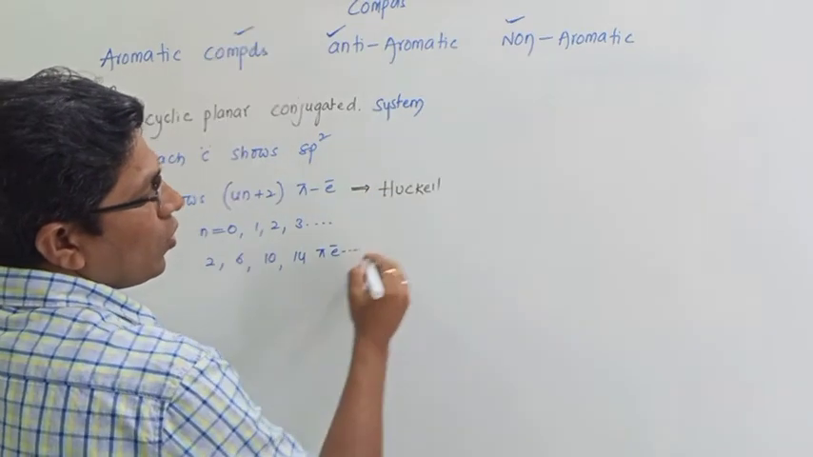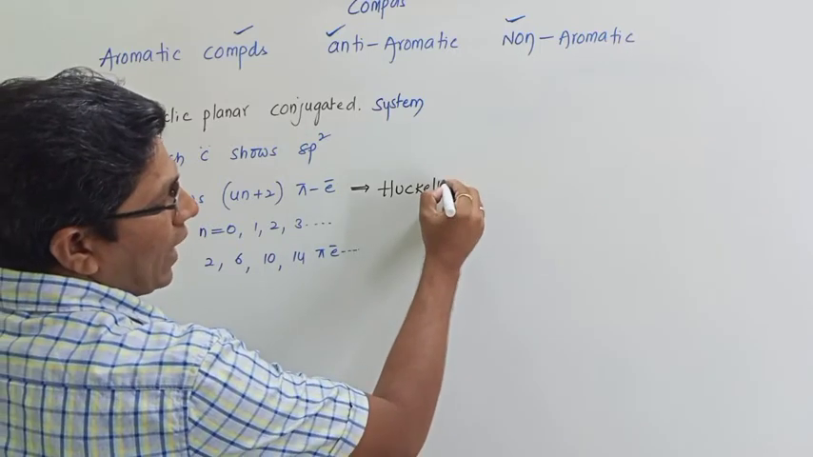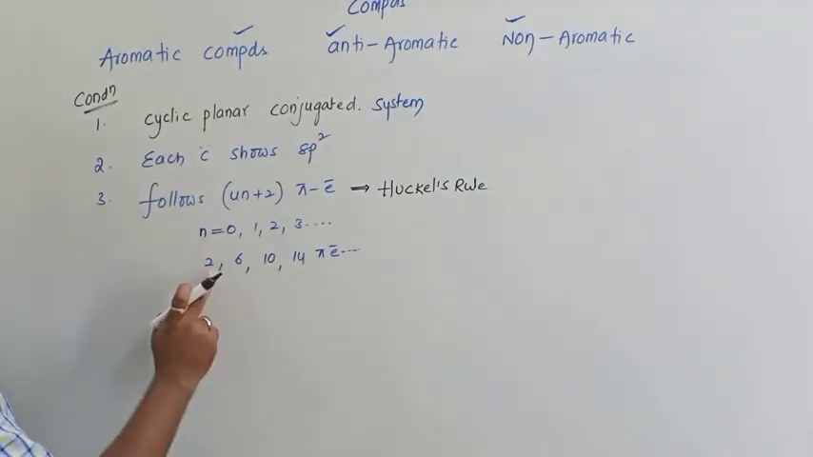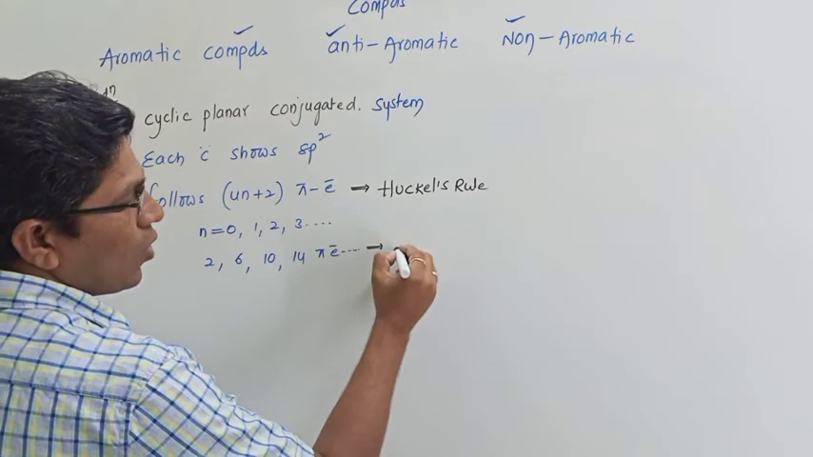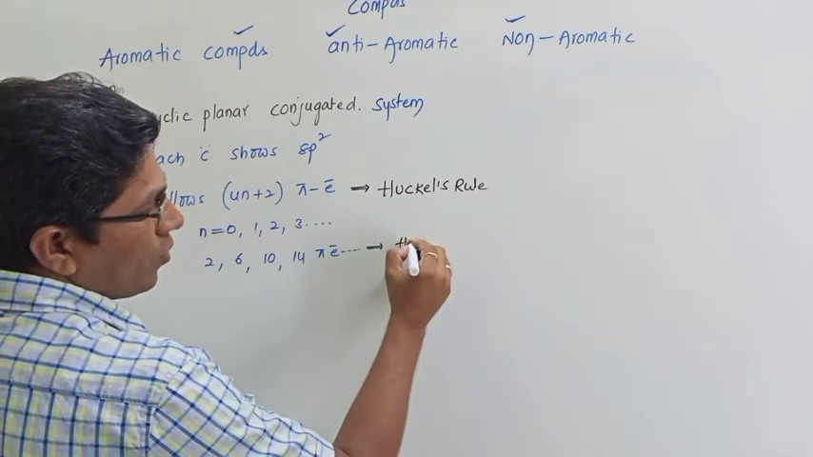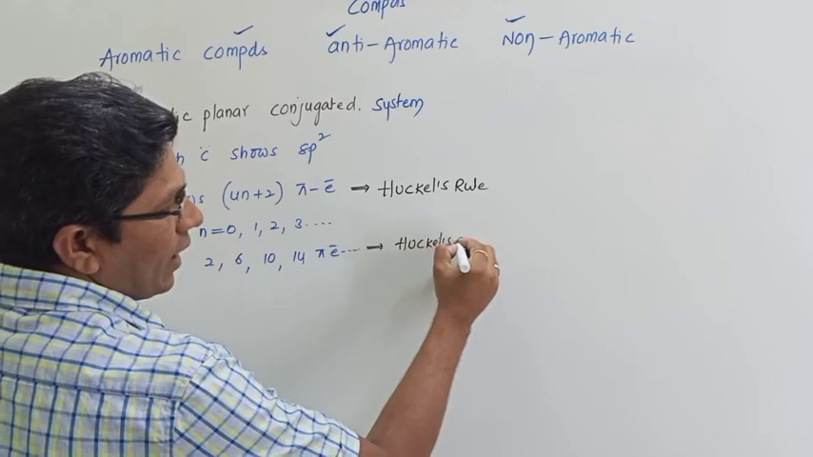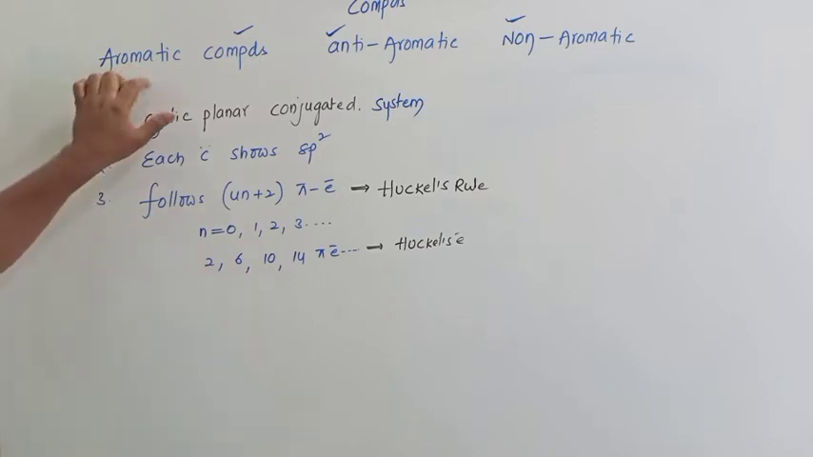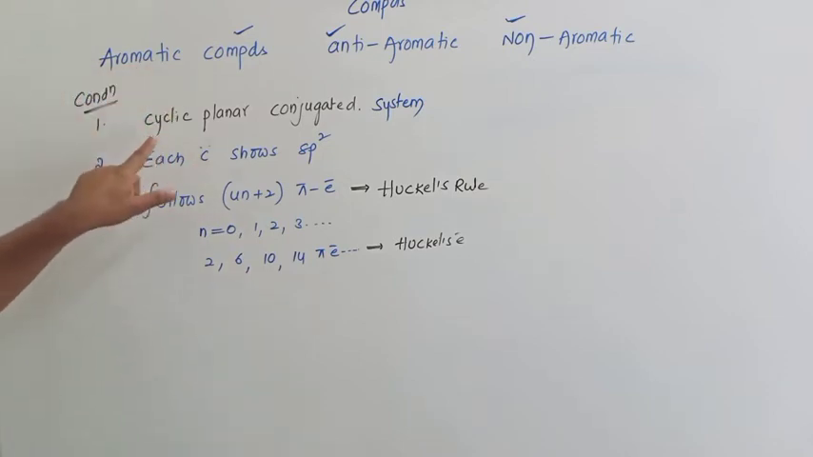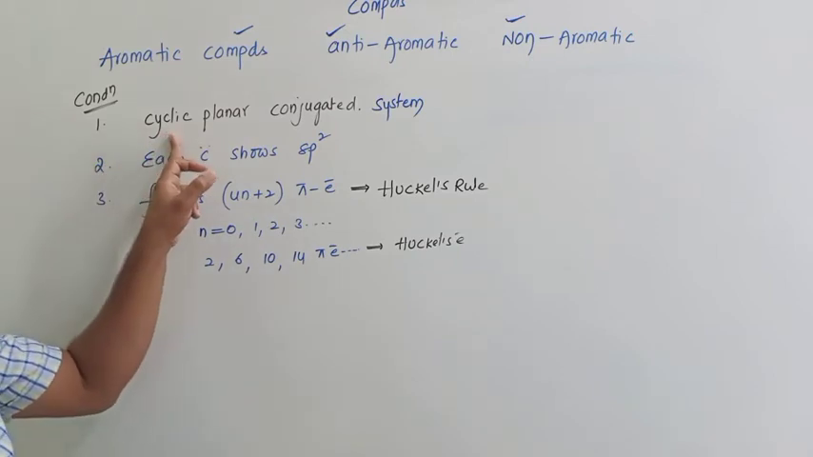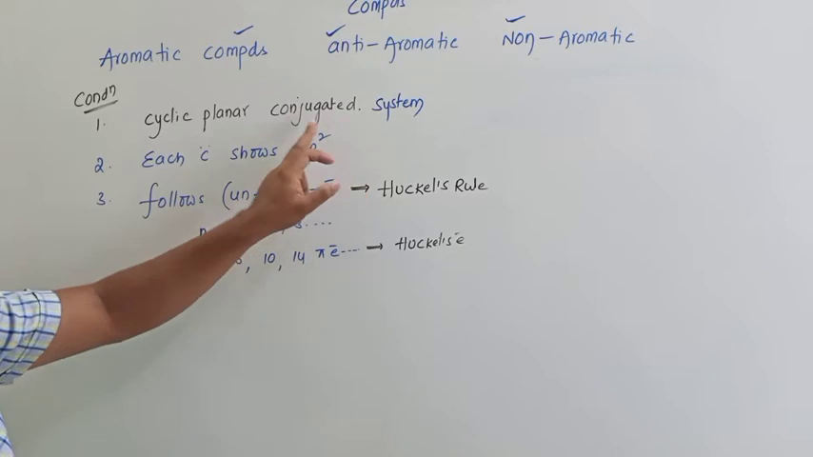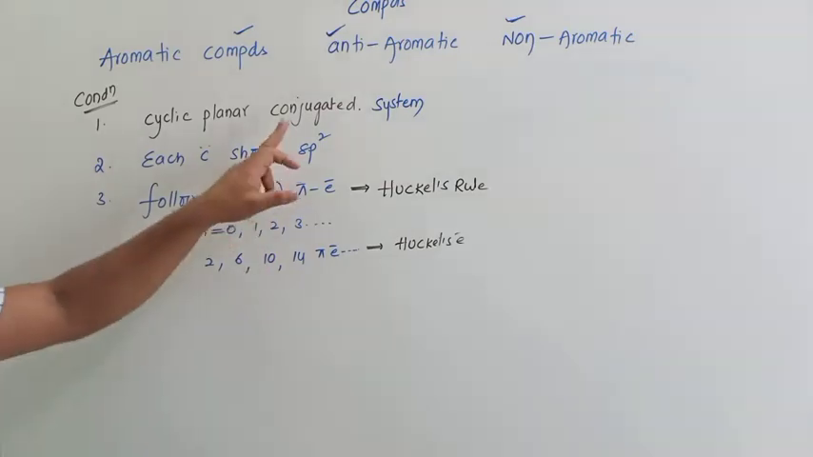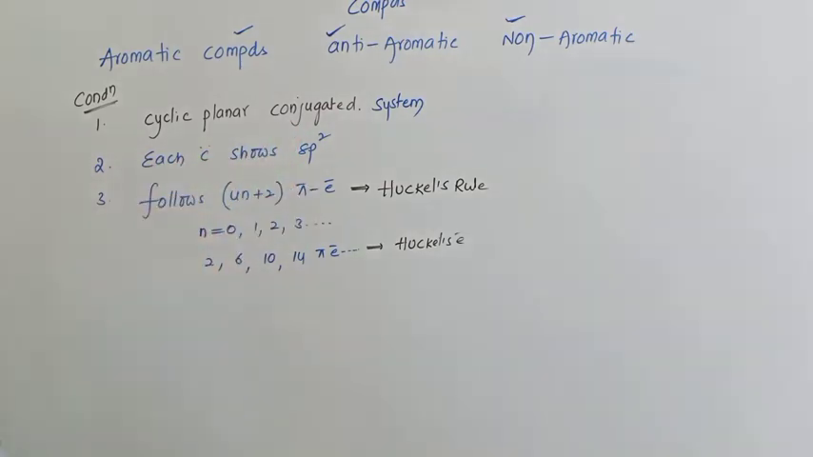This 4n plus 2 rule is called Hückel's rule. By substituting the n value, you will get the electrons. Those electrons are called Hückel electrons. Now, when all these conditions are satisfied, it is an aromatic compound. So how to define aromatic compounds? The molecule must be a cyclic, planar, conjugated system. If any system undergoes conjugation, the atoms are in a planar molecule. If conjugation is present, the hybridization is sp2.